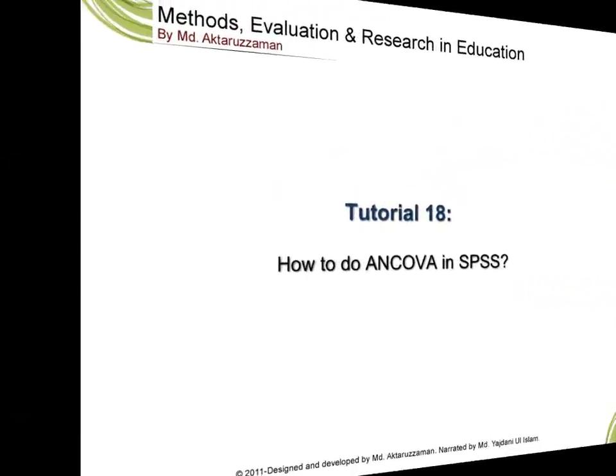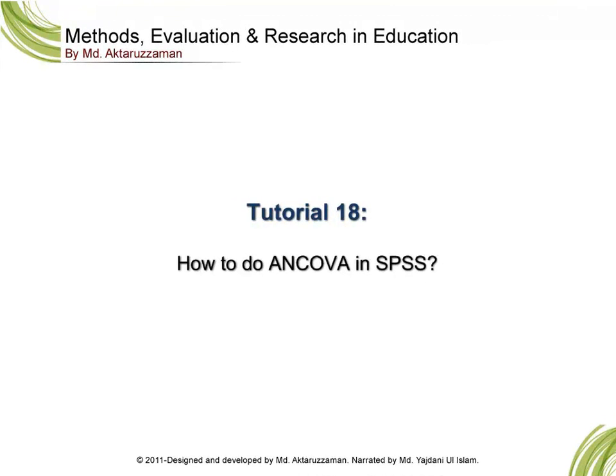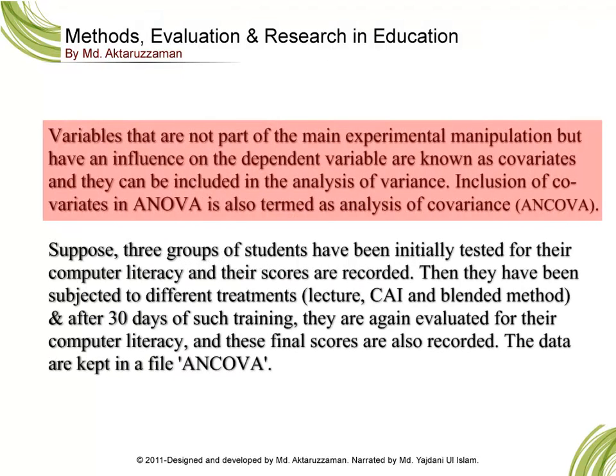Today we're going to learn how to do ANCOVA in SPSS. In fact, this is an inferential statistical test. Variables that are not part of the main experimental manipulation but have an influence on the dependent variable are known as covariates, and they can be included in the analysis of variance. Inclusion of covariates in ANOVA is also termed analysis of covariance, known as ANCOVA.